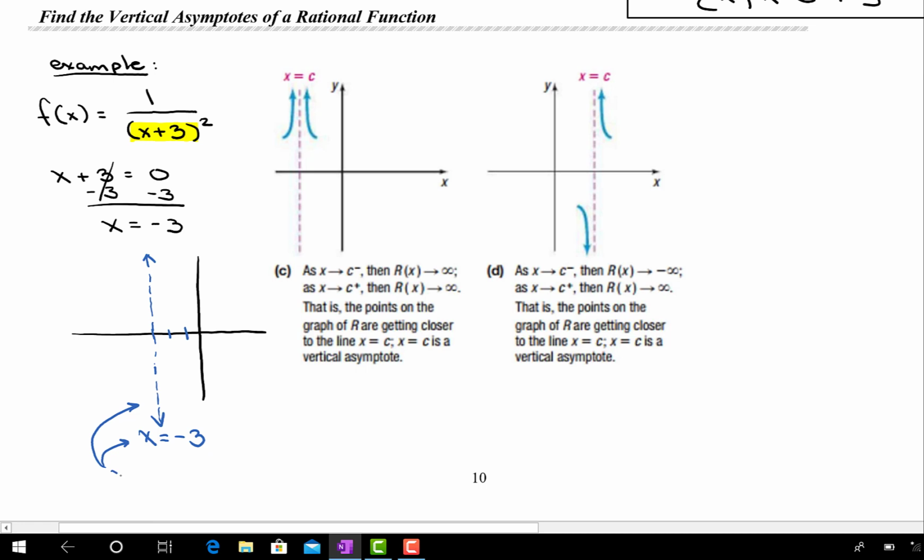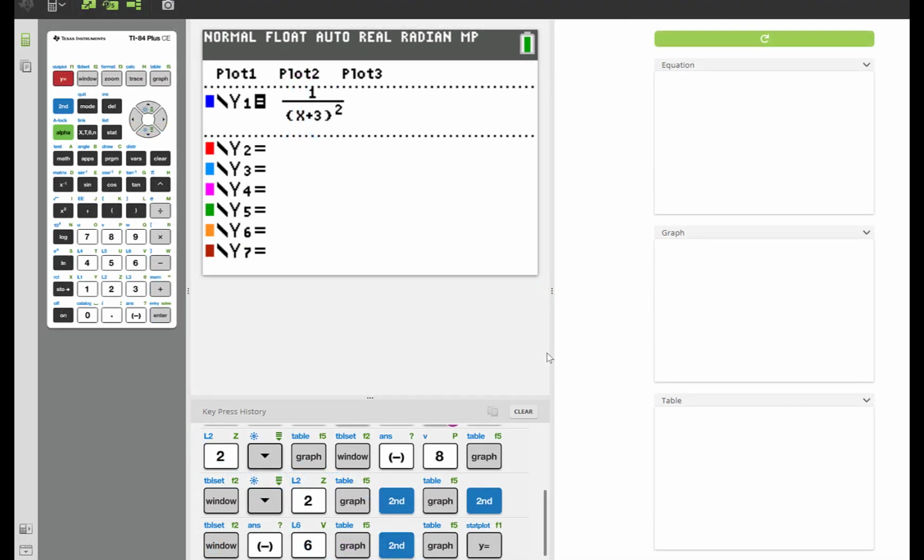Now I'm going to switch to the graphing calculator real fast to show you what the graph of this rational function looks like. So you guys buy into this idea of what we're talking about here, what's happening as this function is getting close to this vertical asymptote. So let's go ahead and switch over to our graphing calculator.